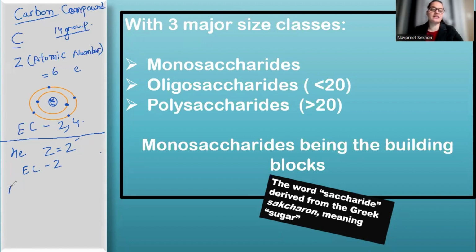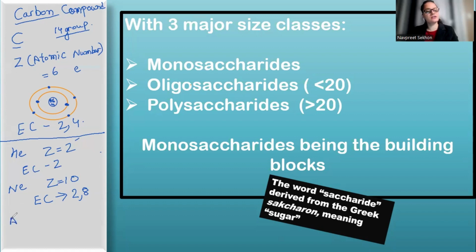Then the second noble gas is neon. Neon's atomic number is 10, and its electronic configuration will be, of course, the first 2 electrons go to shell number 1, right? We are left with 8 electrons, so the next 8 electrons go to shell number 2. As we have discussed, in shell number 2 the maximum number of electrons which can be accommodated is 8 only. So again, there are 2 shells and both of them are fully filled. That's why neon is also very satisfied with its electronic configuration, and thus it doesn't react. And it's a noble gas.